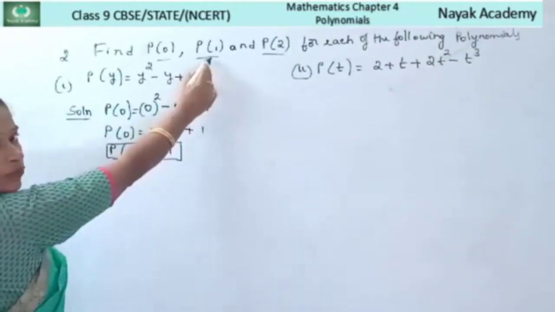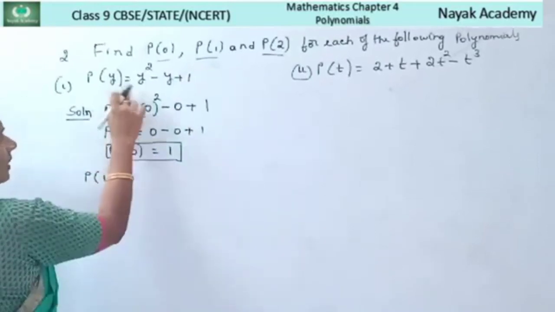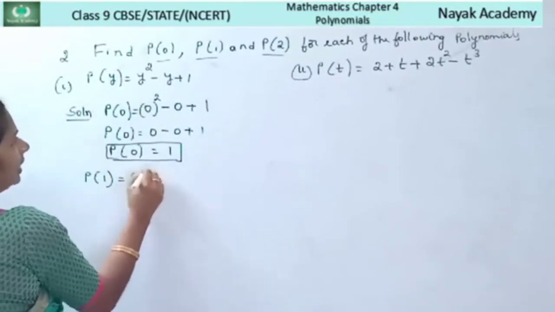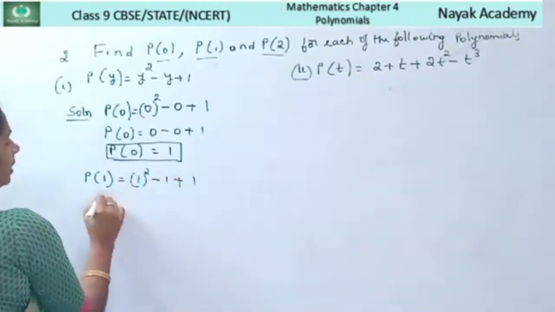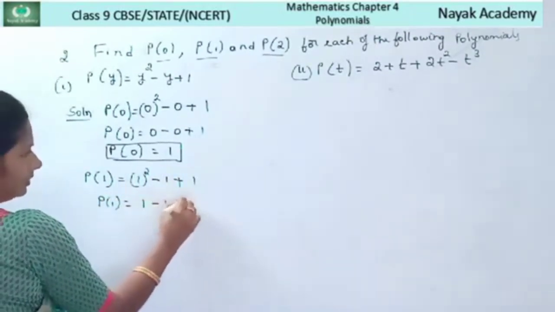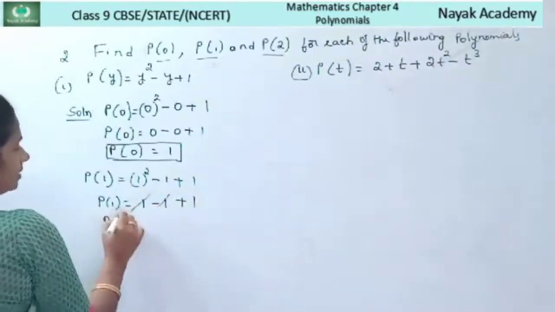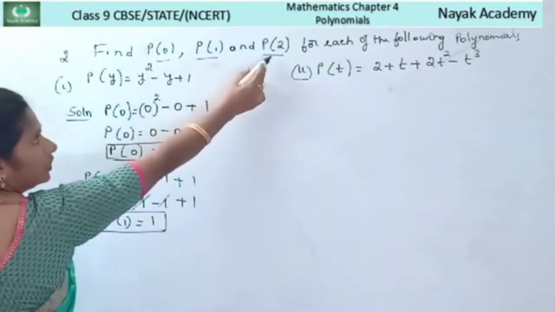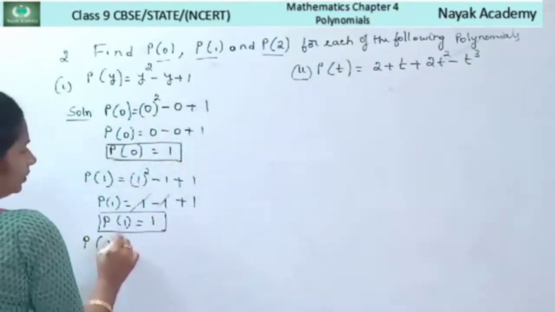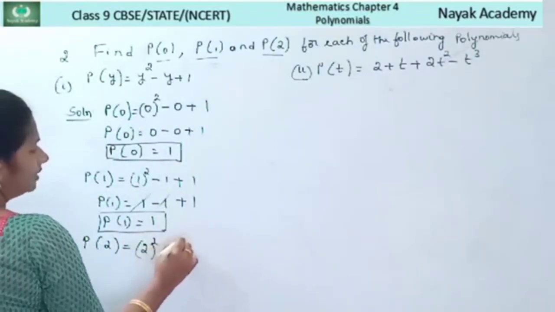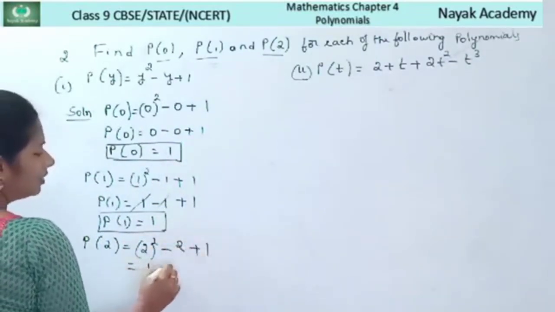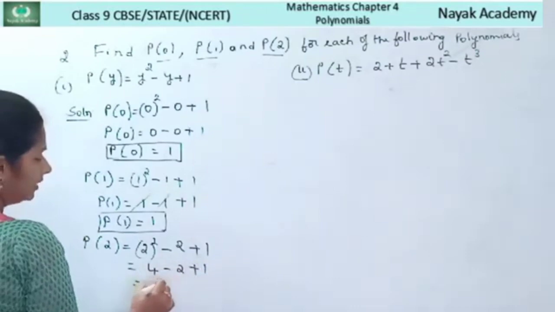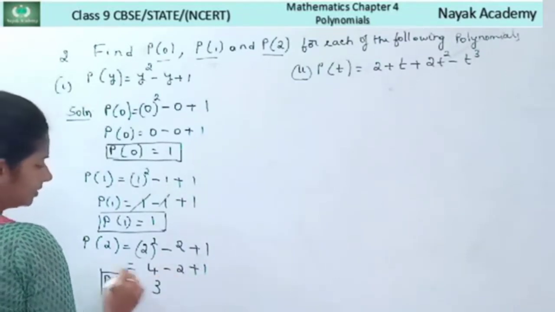Now we have to find the value of p of 1. So what we have to do, children? In place of y we have to substitute the value y as 1. So equal to 1 square minus 1 plus 1. So p of 1 value is 1 minus 1 plus 1. Minus 1 and plus 1 get cancelled. So p of 1 value is 1. Now we have to find out the value of p of 2. So p of 2 equal to 2 square minus 2 plus 1. So 4 minus 2 plus 1. 4 minus 2, it is 2. 2 plus 1, it is 3. So p of 2 value is 3.